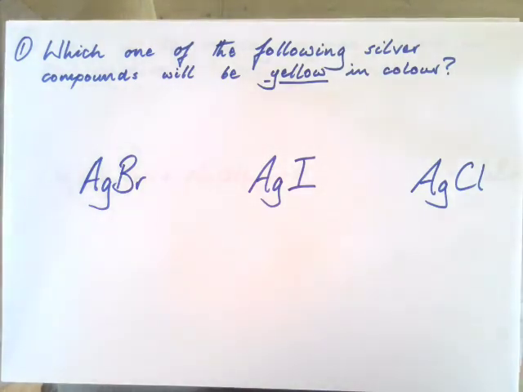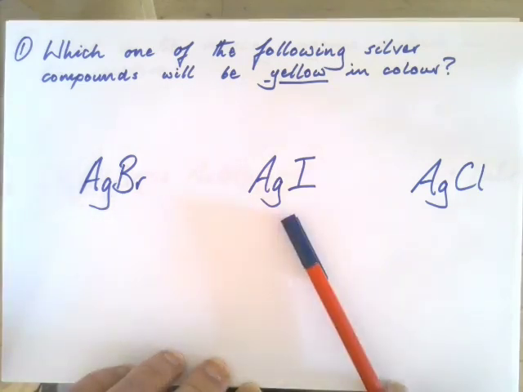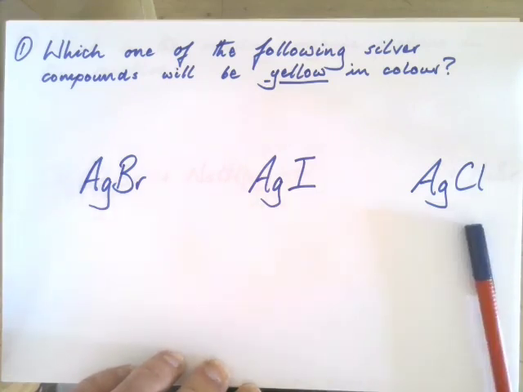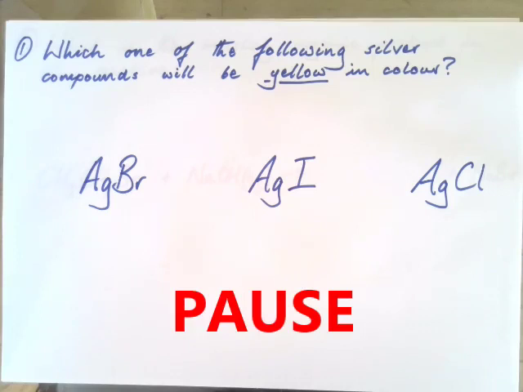Okay, which of the following silver compounds will be yellow in color? We use this test to identify the halogen present in a halogenoalkane. We would use silver nitrate to do this, so we might form silver bromide if it's got a bromine in, silver iodide if it's got an iodine in, or silver chloride if it's got a chlorine in. So, which of these is going to be yellow in color? Pause the video now and have a check of your poster to see if you can find the right answer.